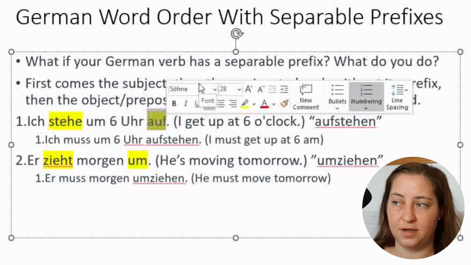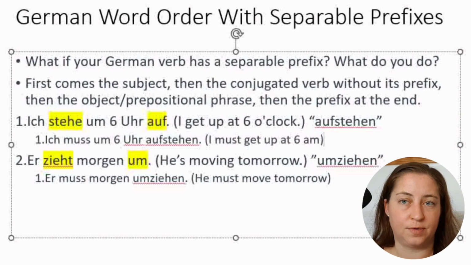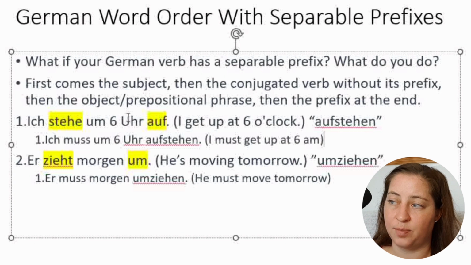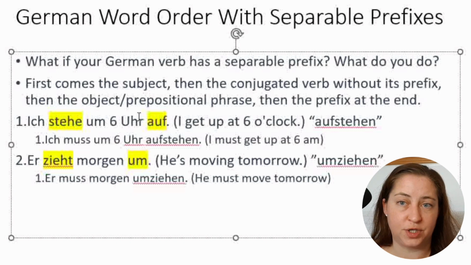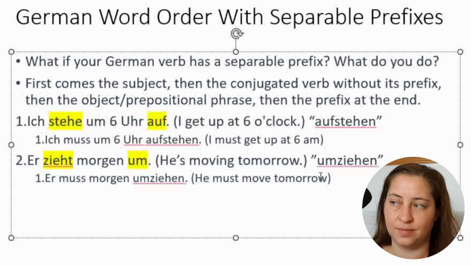So, Ich stehe 6 Uhr auf, for example. I get up at 6 o'clock. Ich stehe 6 Uhr auf. And the verb aufstehen has a separable prefix, auf. When you learn new verbs, learn if the prefix is separable or inseparable. And that will help you determine how to construct these sentences.